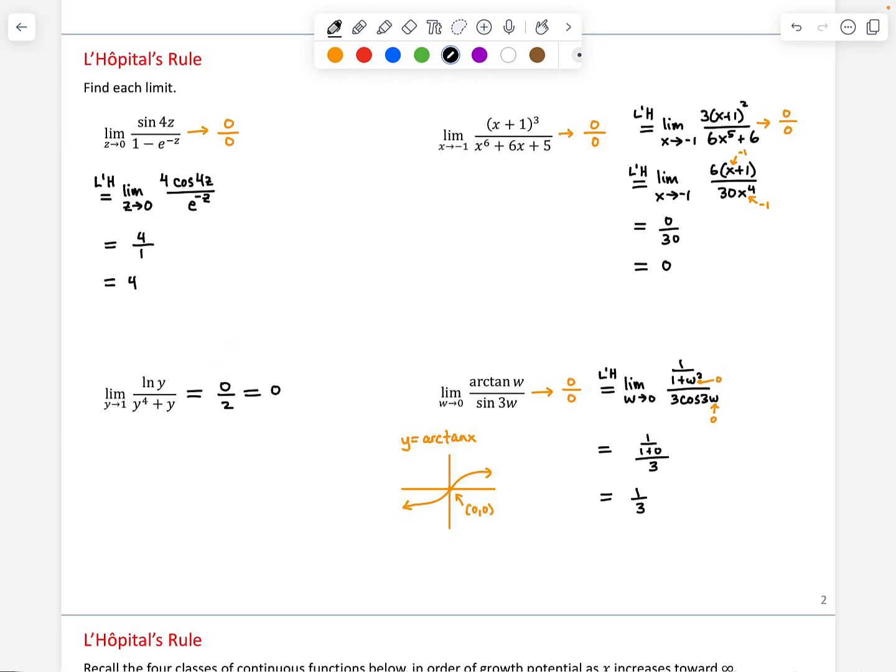I will only graph some of these functions to confirm the work we are doing, but I encourage you to pause the lecture video and graph all of them to make sense of the answers we are getting. Let's go to the next page.